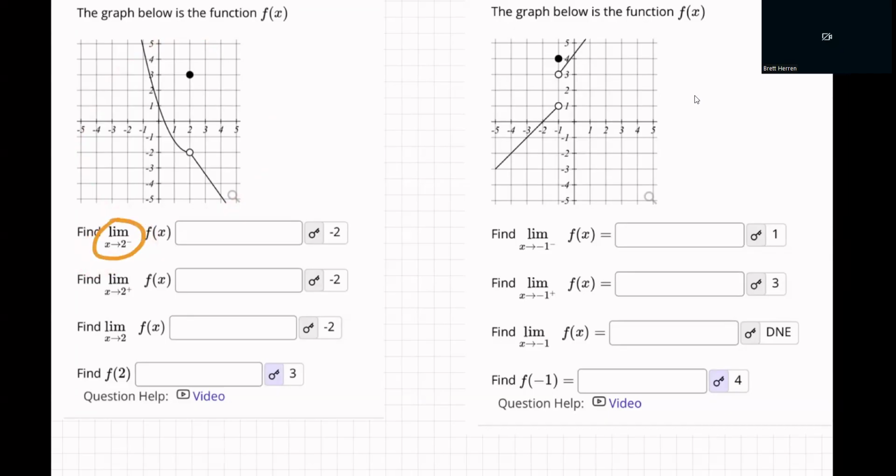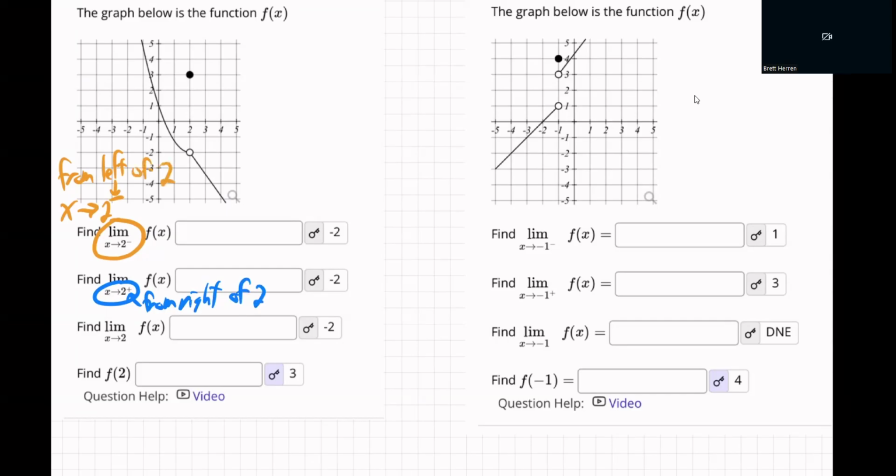This right here, when they have that minus sign above the 2, that means x goes to 2 from the left. So the negative means from the left. And then down here, when it says x goes to 2, that plus sign means from the right side of 2, from the right of 2. And this one here means from the left of 2.